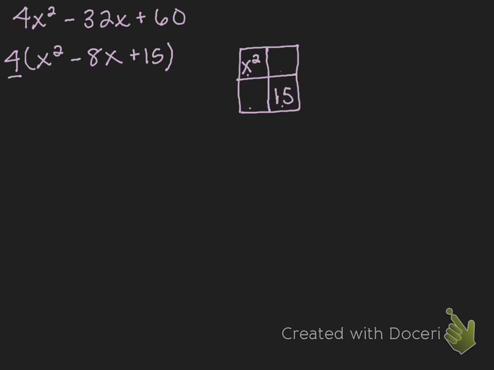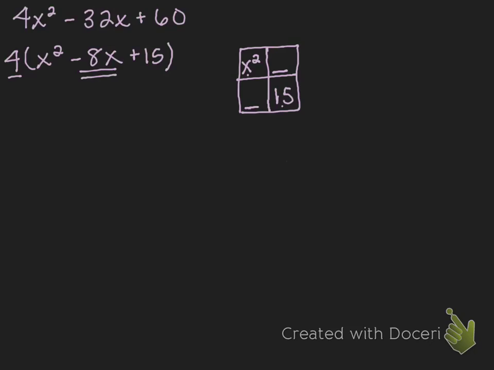Because what we know about generic rectangles is that the diagonals have the same product. So I know that these two empty boxes right now are going to have a product of 15x squared, because x squared times 15 gives me 15x squared. But I also know that they're going to have to sum to the negative 8x that I have here.